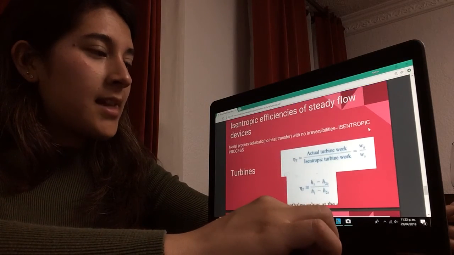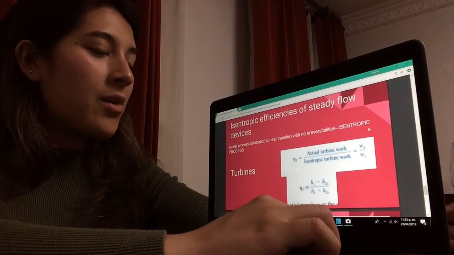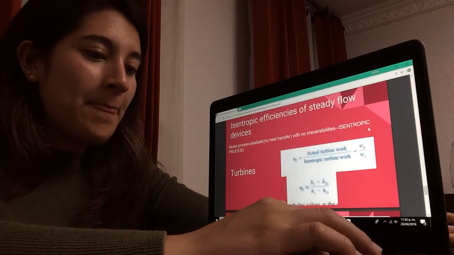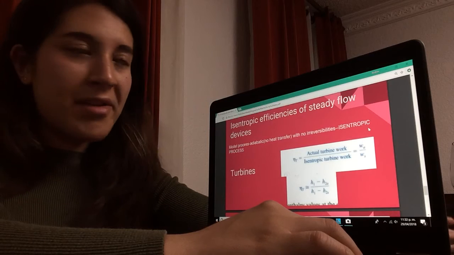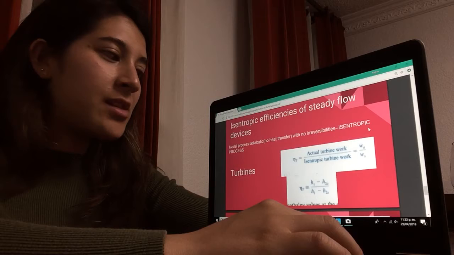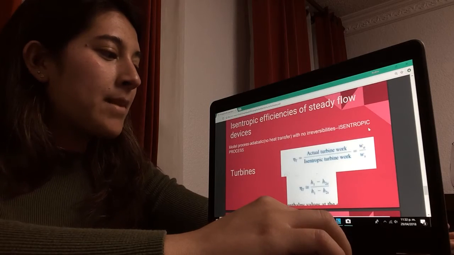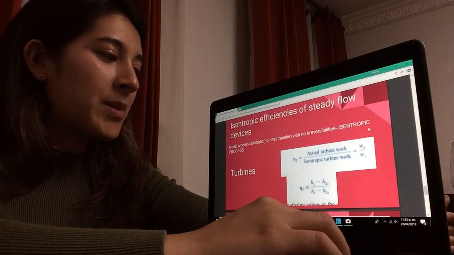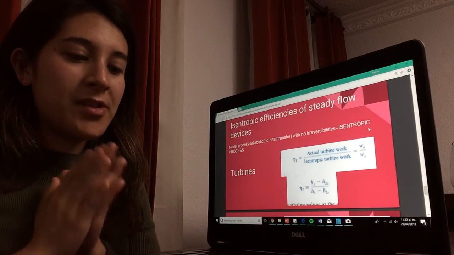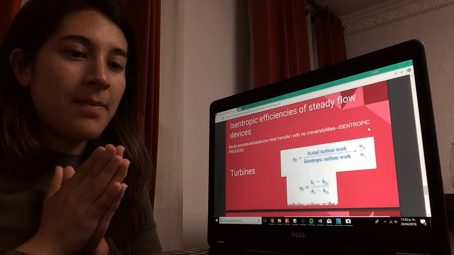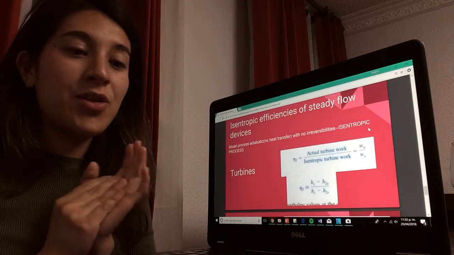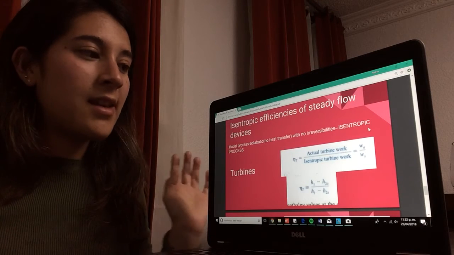And as I said before, we're going to have inefficiencies in these processes because we have irreversibilities. So we're going to calculate the efficiencies of the steady flow devices. And in the case of isentropic, as we saw in chapter 6, we're going to have a model that we can use to determine these efficiencies.